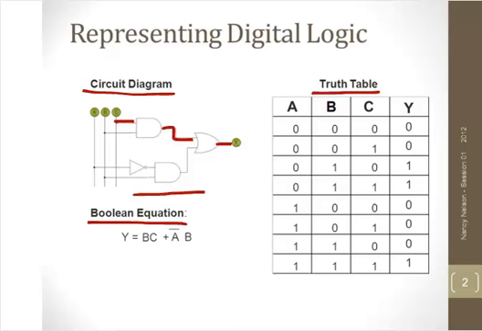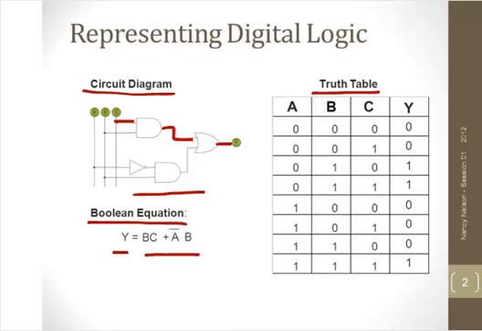The second way to represent our logic is using a Boolean equation. Like a math equation, we have a result, y, and a combination of our inputs or variables that specify exactly how y is going to behave.